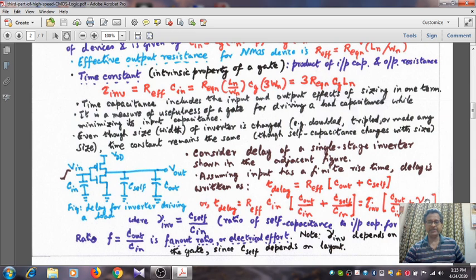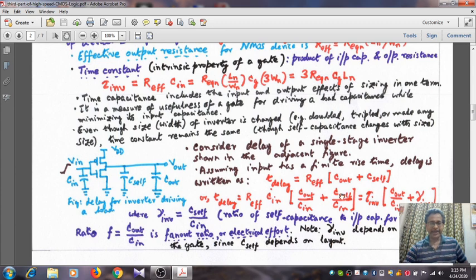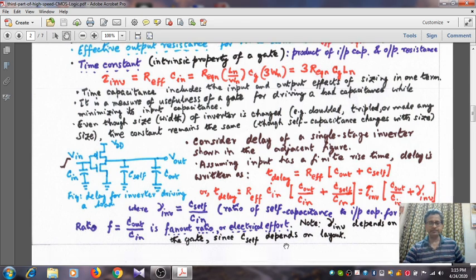C self by C in becomes gamma. We call it a gamma factor. This gamma for the inverter is the ratio of the self capacitance and the input capacitance. Now, F stands for the fan out ratio or the electrical effort. This gamma for the inverter, that's why we are writing the subscript inv, depends on the layout of the gate, since C self depends on the layout.